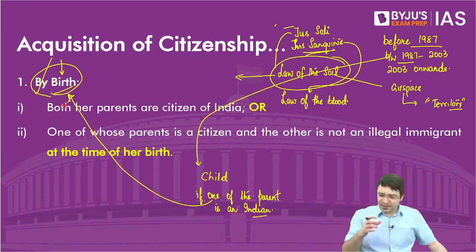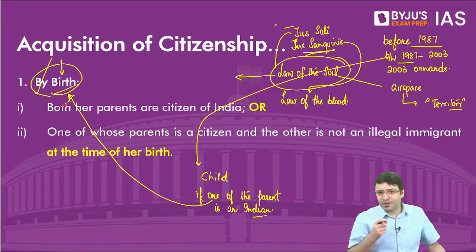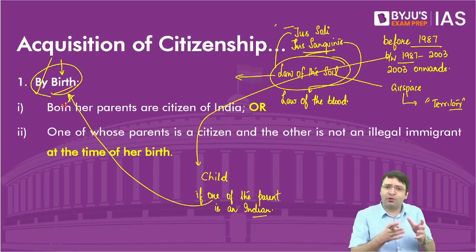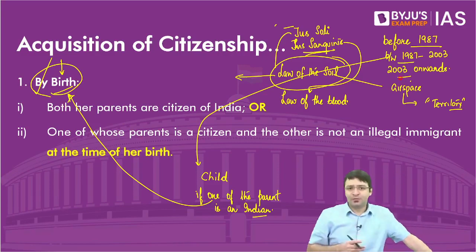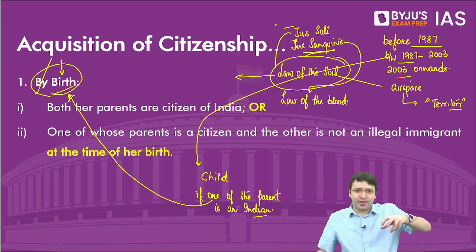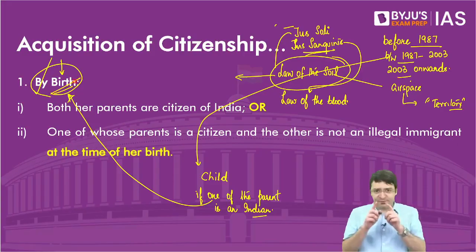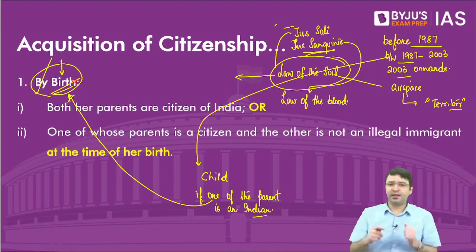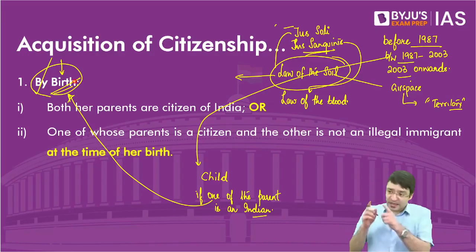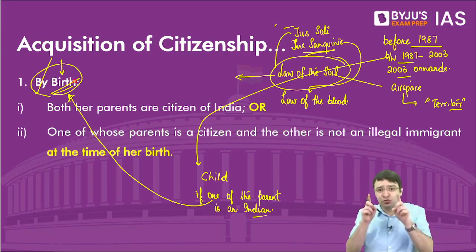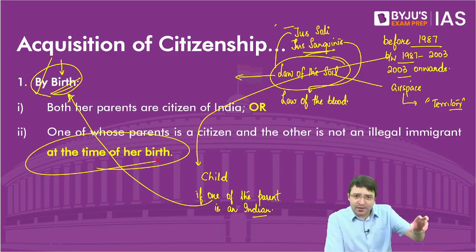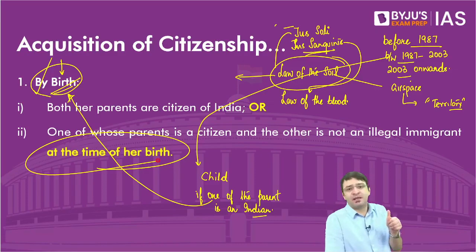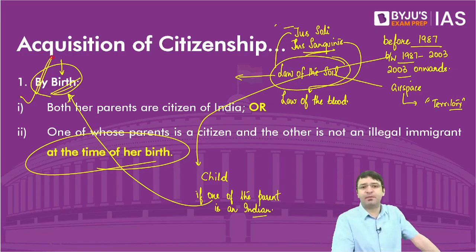Then the government realized that we are legalizing illegal migration in India. We are allowing people to illegally migrate to India, marry an Indian, and then these children born will also become citizens of India by birth. That is how in 2003 the law was changed again. The law said the child born on the soil of India becomes an Indian by birth if both the parents are Indians. If one of the parents is an Indian and the other parent is not an illegal migrant at the time of the child's birth, the child is an Indian. But if at the time of birth one of the parents was an illegal migrant, this child cannot become an Indian citizen by birth.